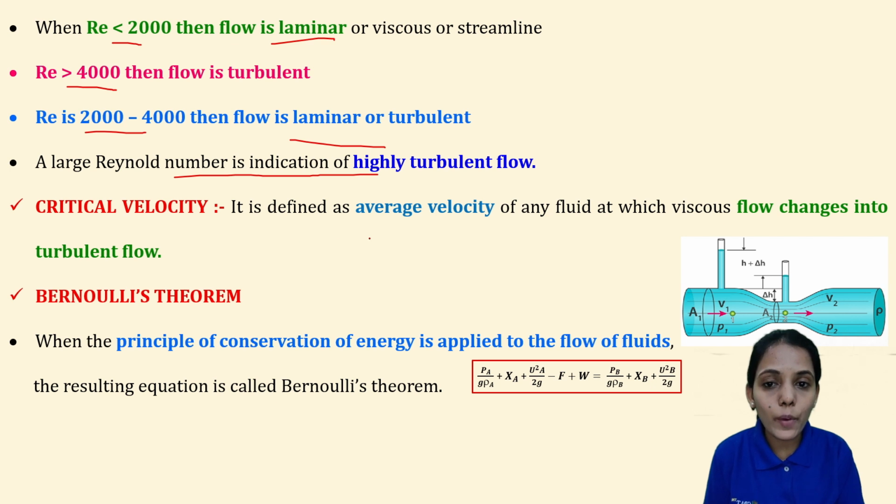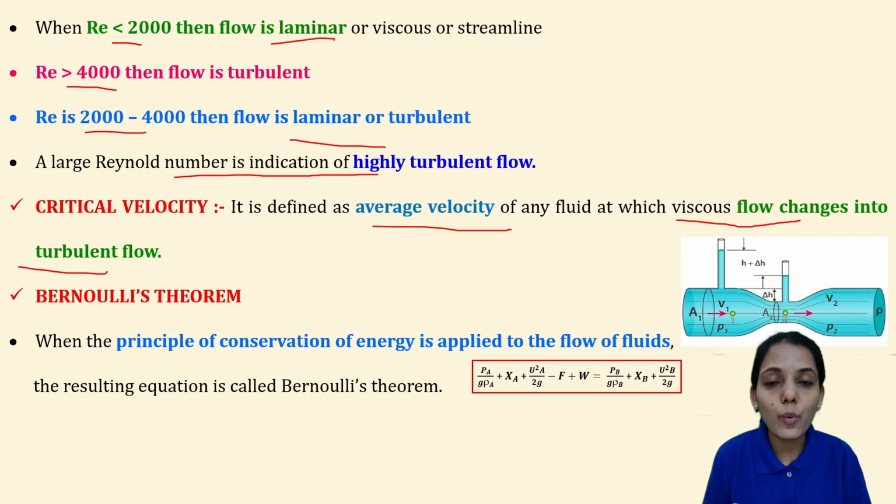For example, critical velocity is defined as the average velocity of any fluid at which viscous flow changes into turbulent flow. Viscous means laminar or streamlined. So when streamlined flow is changing to turbulent flow, the velocity at which it is changing is known as critical velocity.